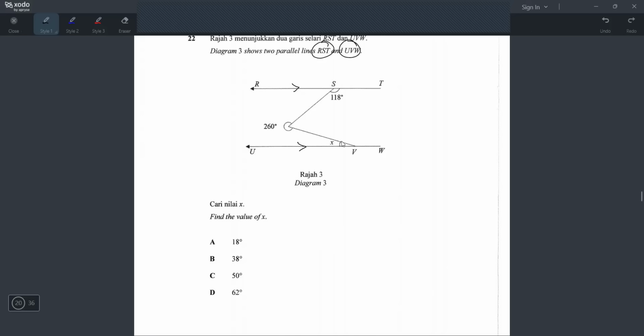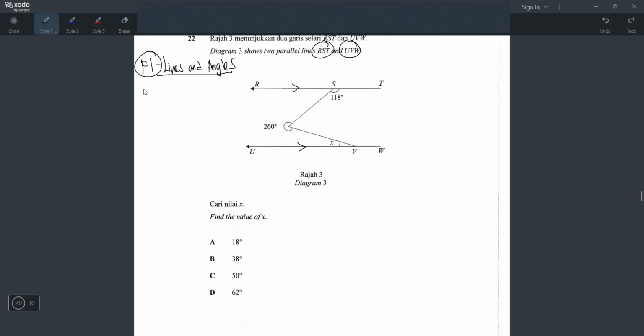Find the value of x, which is located here. Okay, how to find it? Before I do this question, I just want to mention this is Form One, right? You learn this in Form One. And let me tell you what this chapter is. I think it's called lines and angles.